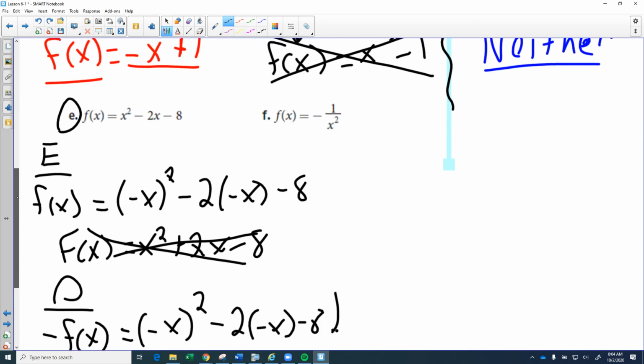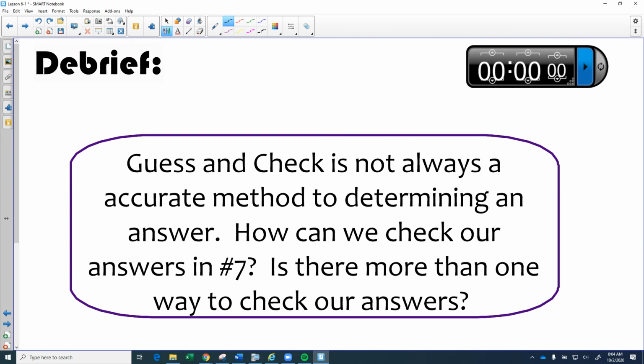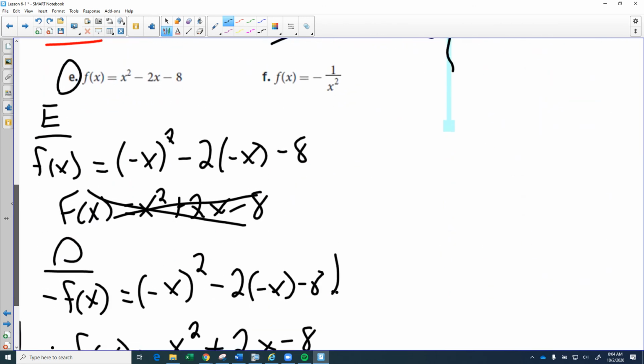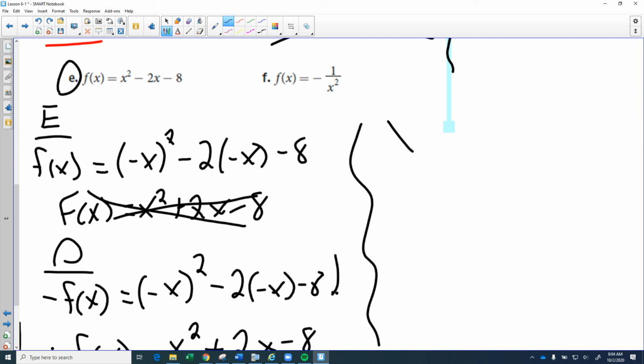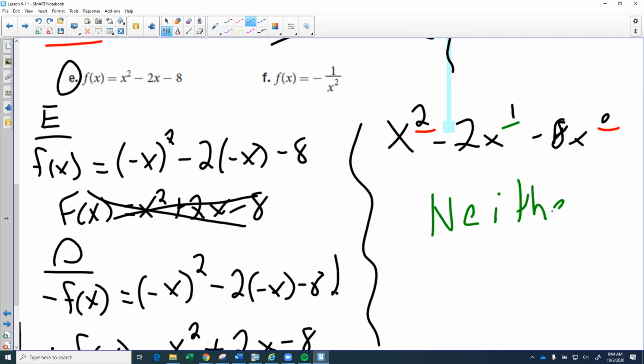Okay, so mathematically, I can show both of those ways of testing it and see it doesn't work. And I could also use our other method, basically our shortcut. If I look at this, we have x squared minus 2x to the first minus 8x to the 0. Well, we have two even exponents, a 2 and a 0, mixed in with an odd exponent, which is a 1. So I can also determine that this has to be neither by doing it that way. Okay? So both methods allow me to determine an even or odd function. However, one is the algebraic way where I actually test it. The other is just a simple check of your exponents.